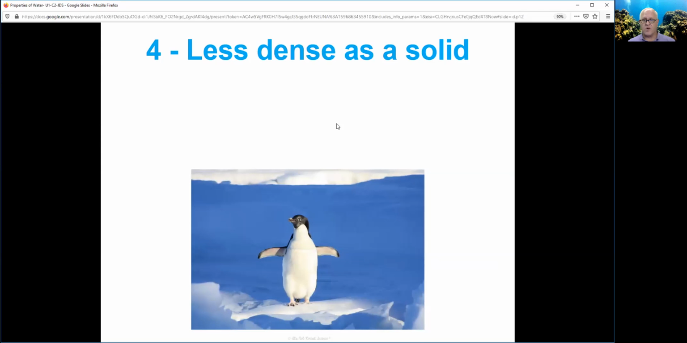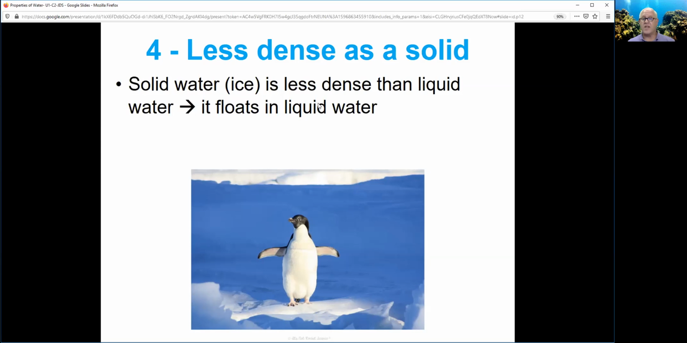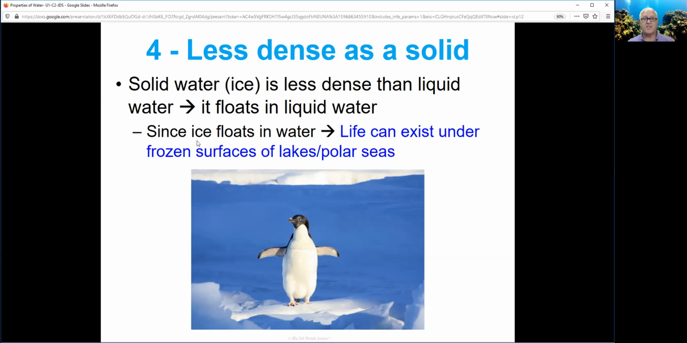The other neat thing about water is it's less dense as a solid. That's why icebergs can float. Solid water or ice is less dense than liquid water. It actually floats in liquid water. And so you can also see this with your ice cubes, or a big block of ice can float on the water. And since ice floats in the water, life can exist under the frozen surfaces of lakes and polar seas. All kinds of things live underneath the ice.